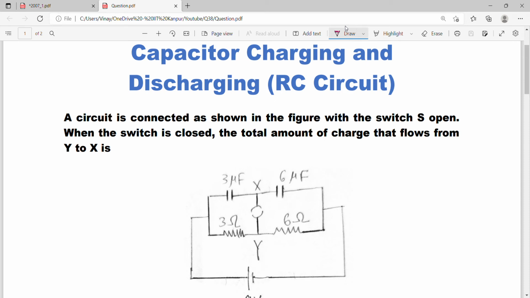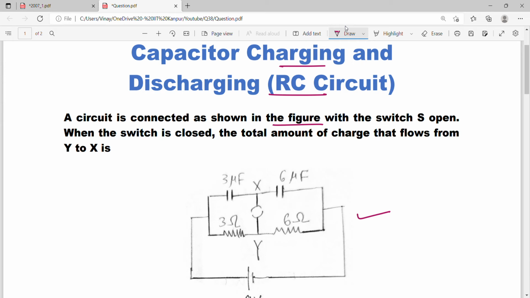I'm going to do this question, which is based on capacitor charging and discharging, where resistance and capacitor both are there. So let's just get started. A circuit is connected as shown in the figure. Please forgive me for this bad figure. I made it by myself.